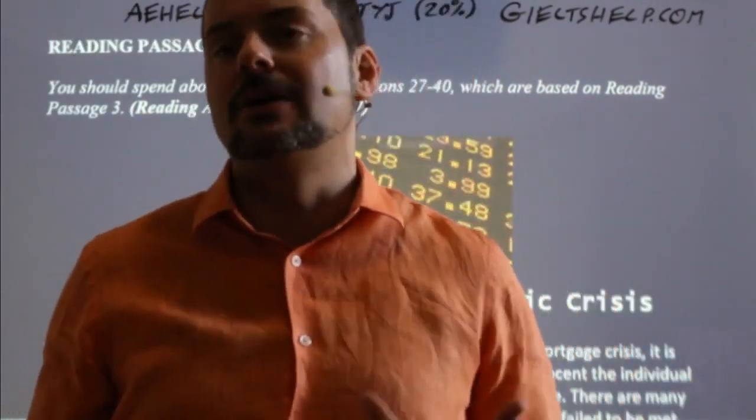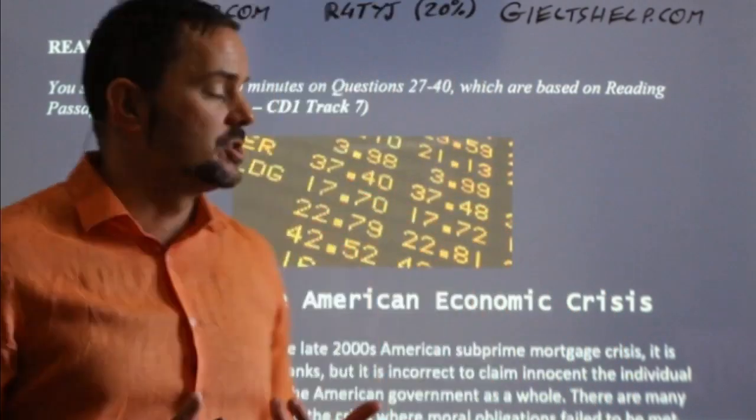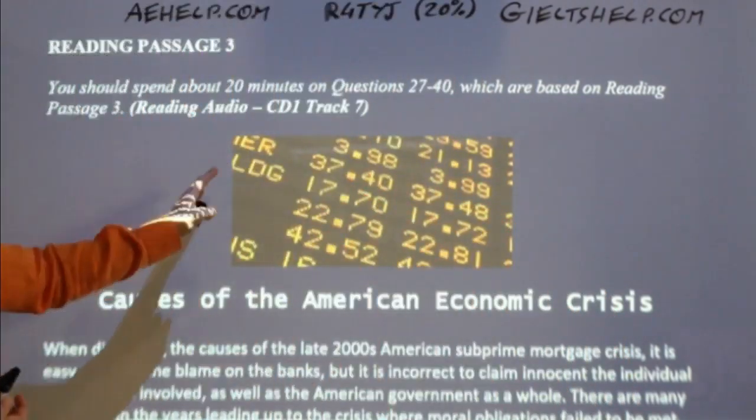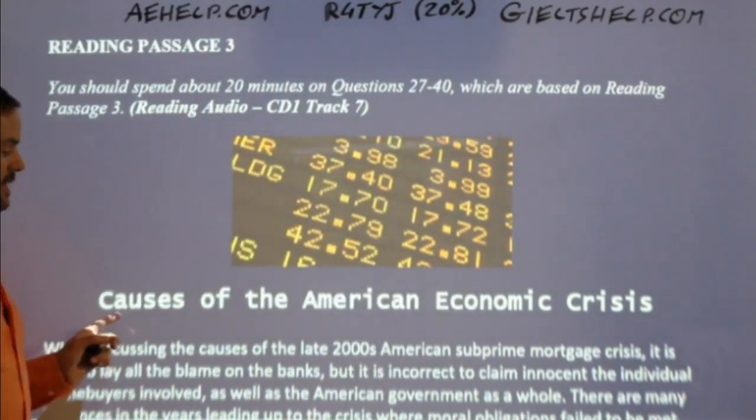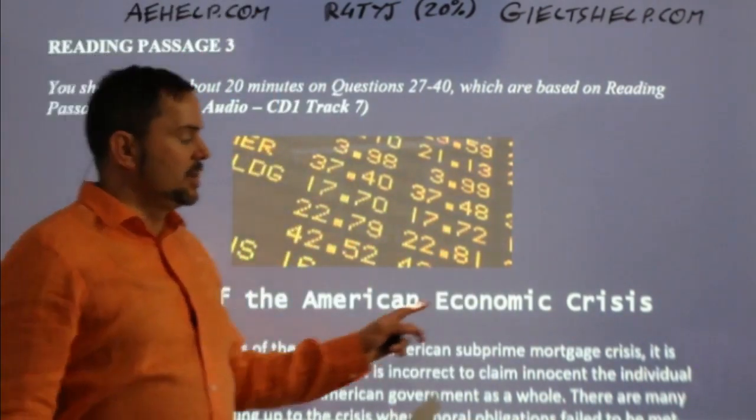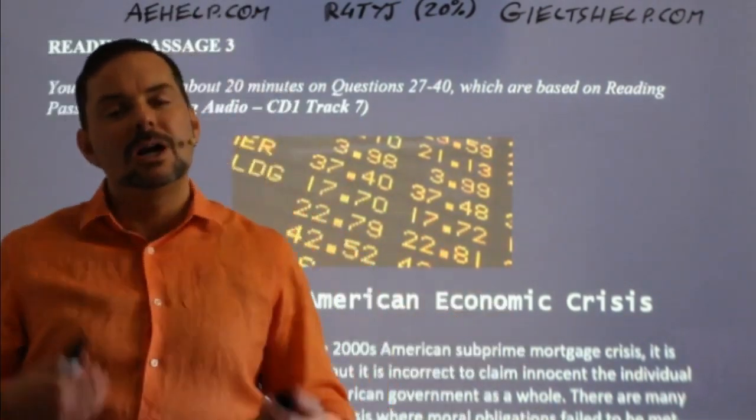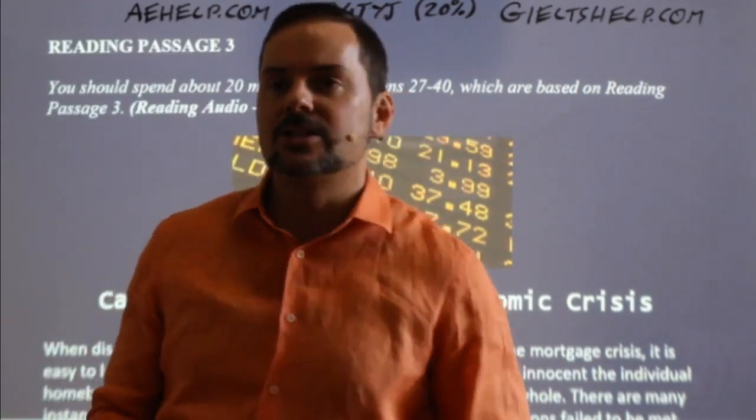Preeti, Tito, Elena, what do you think is going on here? So when you look at this picture, and when you read the title, Causes of the American Economic Crisis, what comes to mind? So just brainstorm.